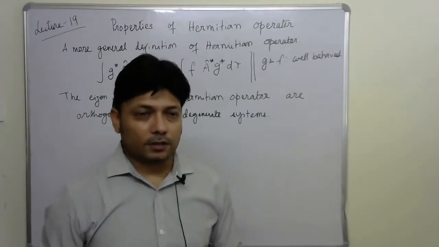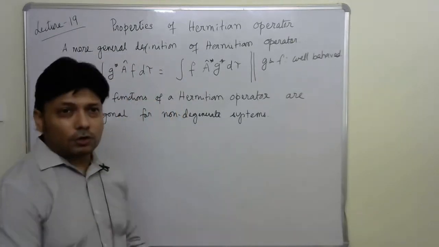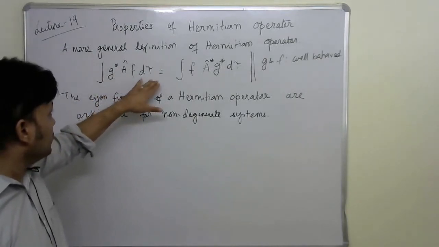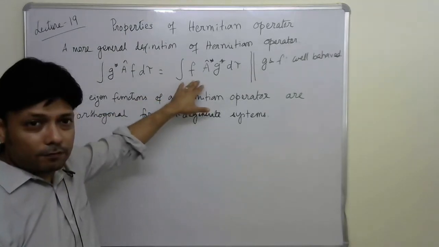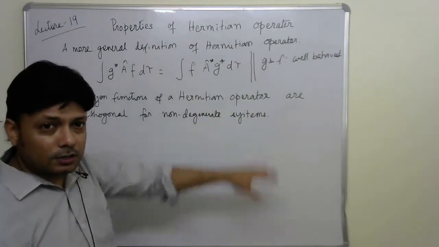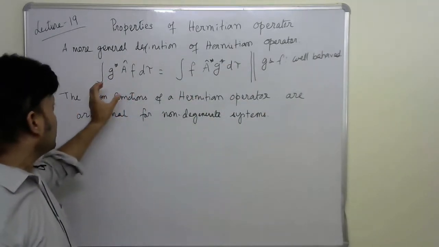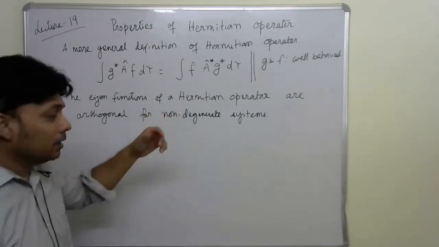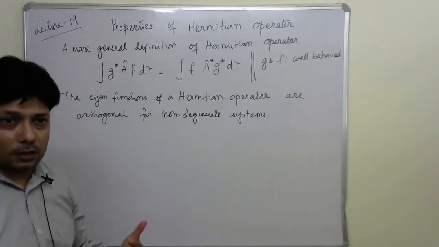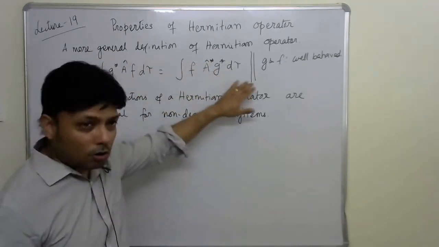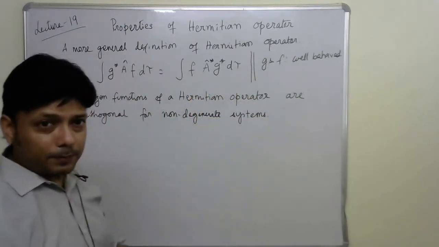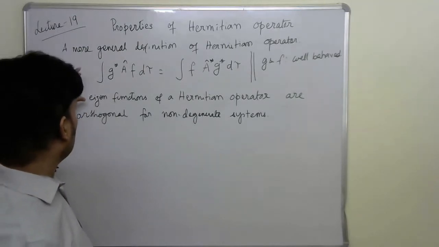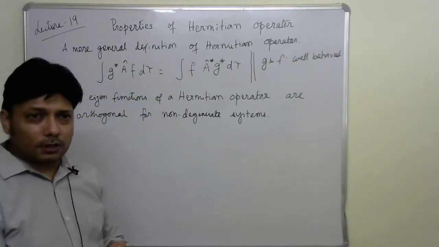Okay friends, before we proceed further, I would like to tell you that there exists a more general definition of Hermitian operator, and it states like this. Integral g* Â f dτ is equal to integral f (Â g)* dτ. So here you see previously both sides had f, a function and its complex conjugate, but here f and g may not be identical, but yet if they satisfy this condition, where of course g and f are well behaved, then we can still say that the operator Â is a Hermitian operator.